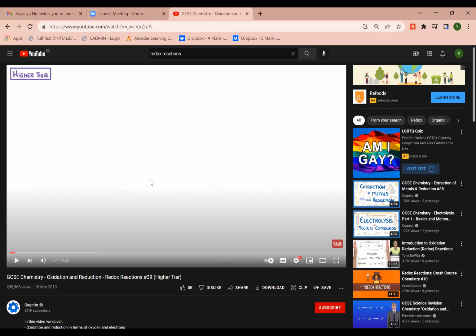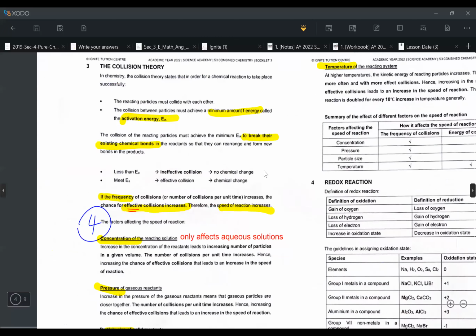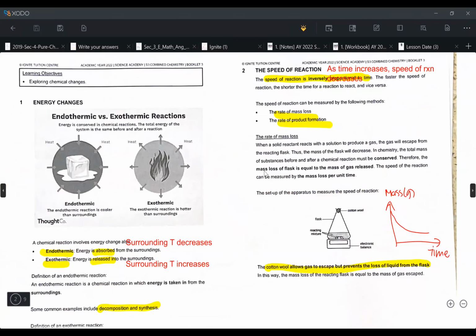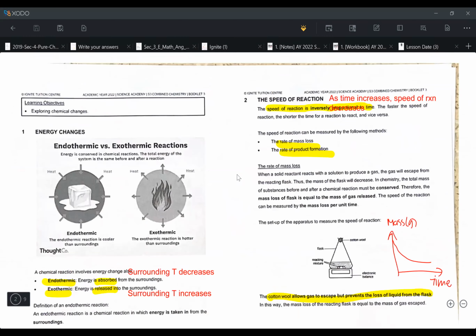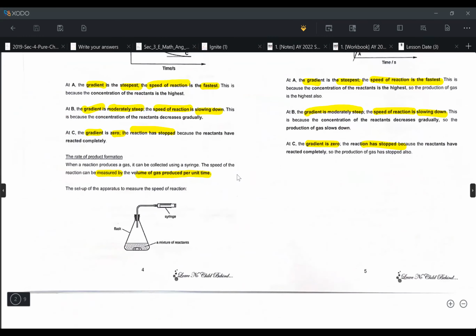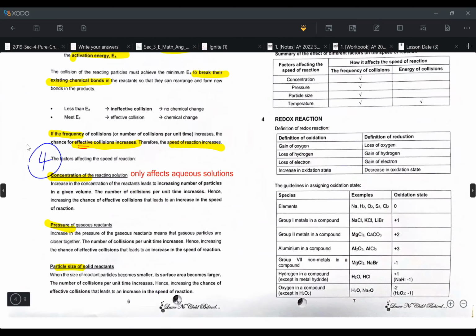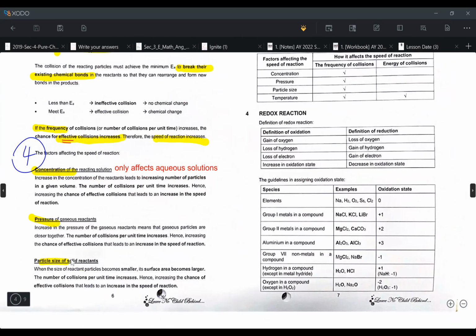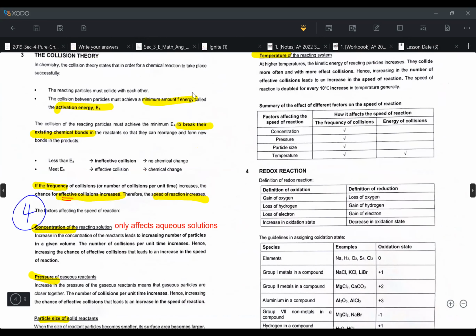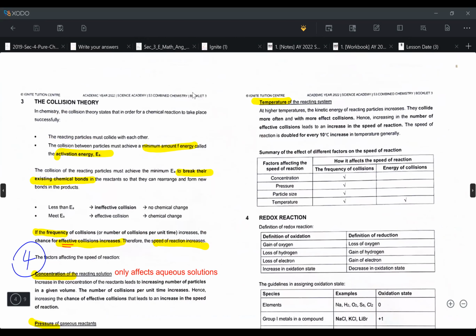Okay, so today, last week we talked about the speed, the exothermic, endothermic. Let me show you the worksheet first. Last week we talked about endothermic, exothermic, and also the speed of reaction, like what are the 4 factors that affect the speed of reaction. The 4 factors are concentration, pressure for gas, particle size for solid, and also the temperature, the last one. Okay, so today we need to talk about something called the redox reaction.